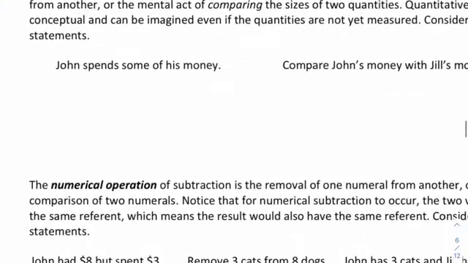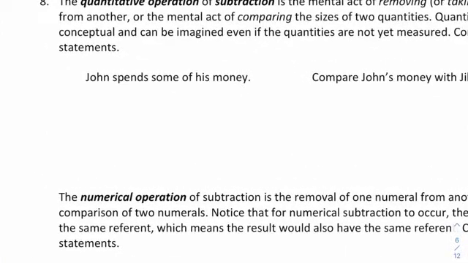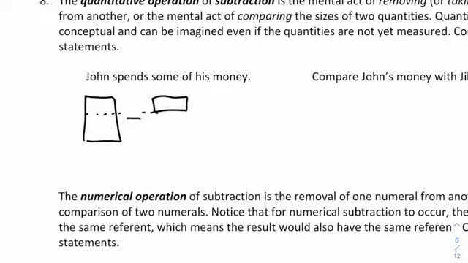Consider the following statements. John spends some of his money. So let's say this is how much money he has, and you break it into 2 pieces, and then the top piece he spent, so that goes away, and you're left with how much he has left. Right? So you can imagine these quantities changing even if you haven't measured them yet. And that would be something like this. If you have a certain amount and you subtract or remove or take away a certain amount, you get, right, what's left over.